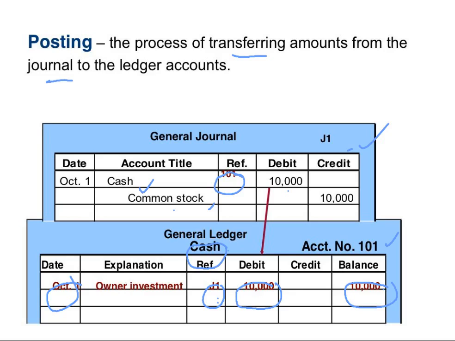Common stock, then, we would pull out the card called common stock and probably have a number of 300, and we would credit it for 10,000 and put the reference back in the journal.